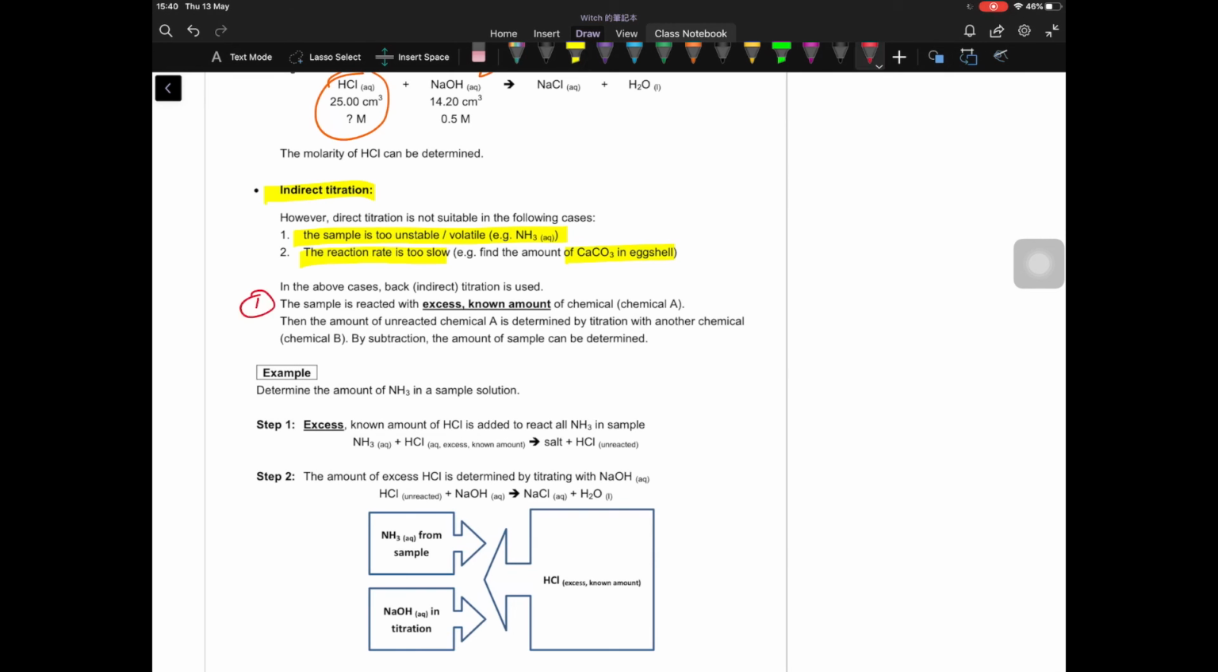First, we need to react our sample with an excess but known amount of chemical A. Because chemical A is in excess, right, and known amount, after they react with our sample, there should be some chemical A remaining. And in the second step, we carry out titration by chemical B to find the unreacted chemical A amount.